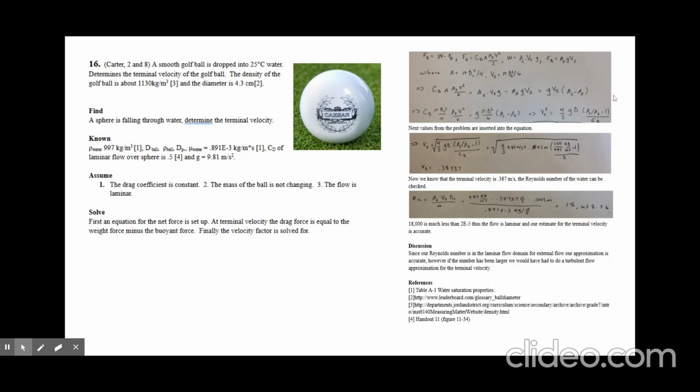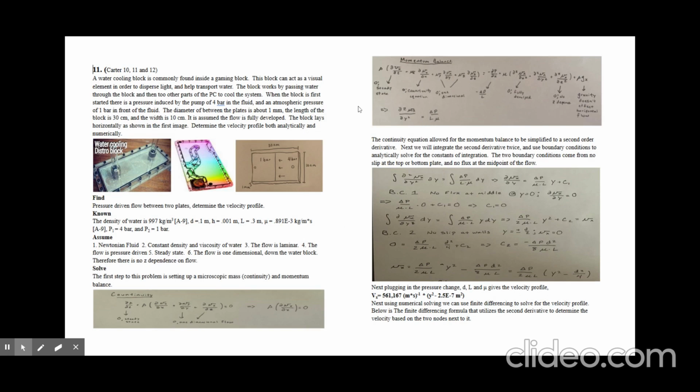Once we have the terminal velocity shown in this equation, we can use it to check if the flow is in fact laminar. The Reynolds number turns out to be less than the Reynolds number required to be laminar, thus the terminal velocity approximation is accurate.